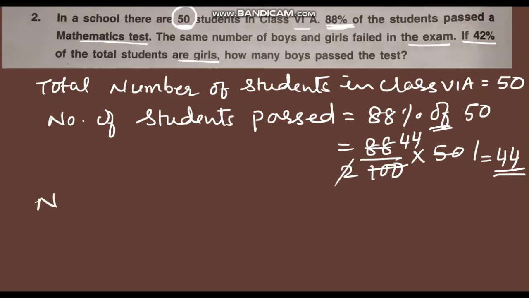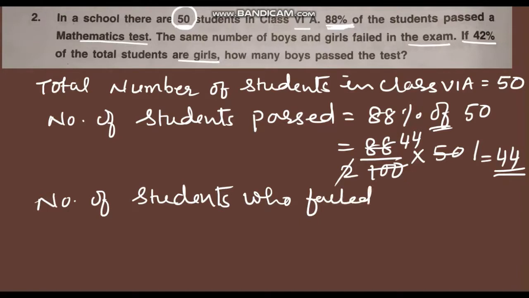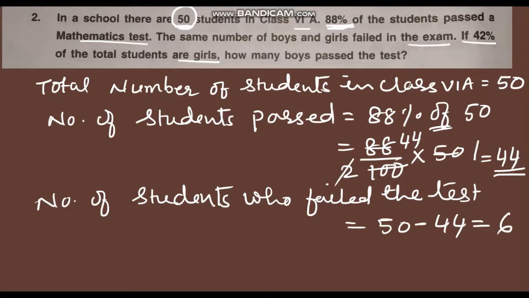So number of students who failed the test will be equal to how much? 50. That is total 50 minus 44, those who have passed. So how many you are getting? 6 students. So 6 students failed.